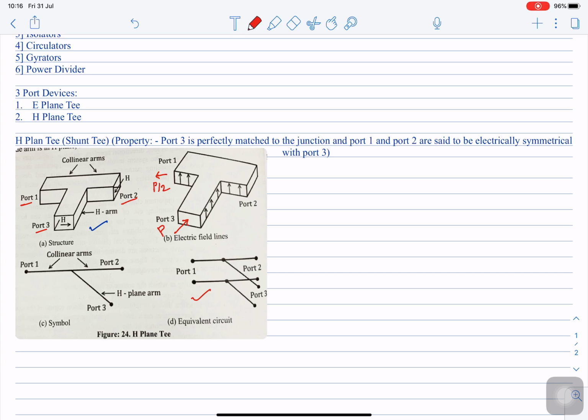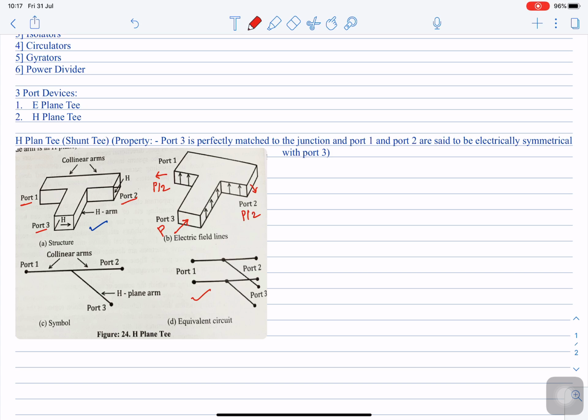Okay, so what is happening over here? Whatever power that you fed at the input of port number 3, provided port number 3 is perfectly matched to the junction, then you will get the power at the output of port number 1 and port number 2. This power will get equally divided and carries the same sign convention. So port number 1 and port number 2 are said to be electrically symmetrical.